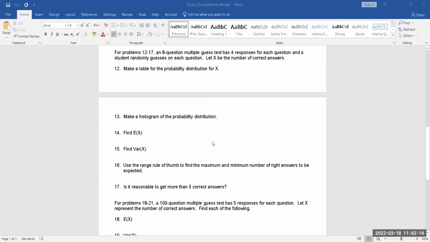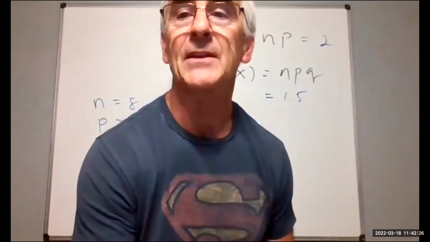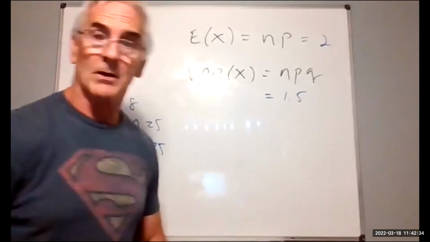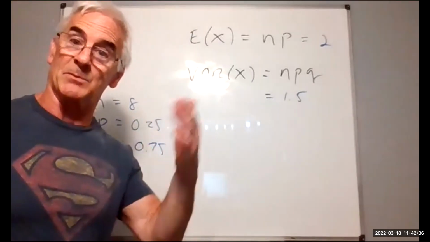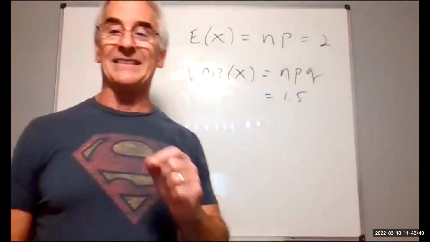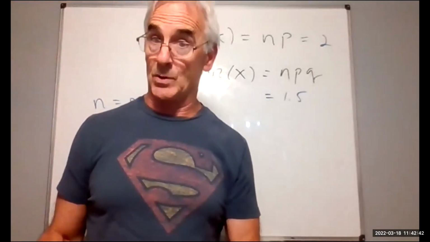Oh, 1.5. Now, I don't use variance in the calculation. I use standard deviation. So lest we forget, how do you go from variance to standard deviation? Do you remember? Square root. Variance is the square of the standard deviation. Variance is sigma squared. Standard deviation is sigma. So to get standard deviation, I have to take the square root.